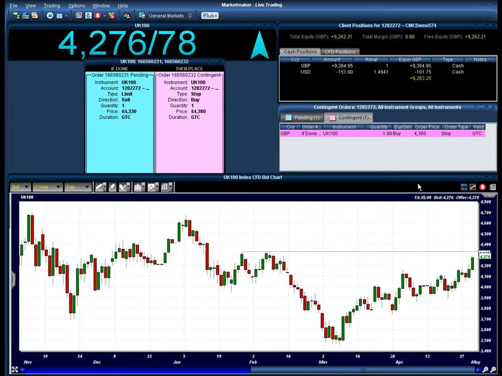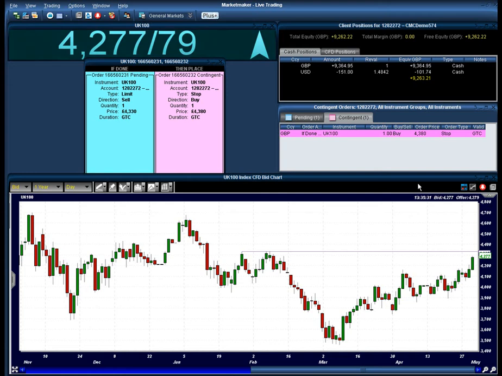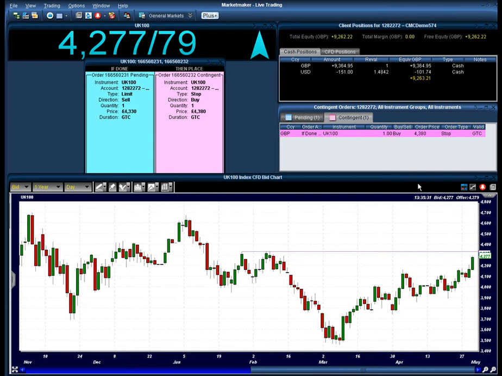The if done order is a great order to place because it enables you to not have to watch the market continuously. If the market moves the way you want it to go, then the system will do those trades for you and make sure you get into the market, as well as put on a stop loss to limit the trade if it moves against you. Okay, so that's how you can place an if done order.